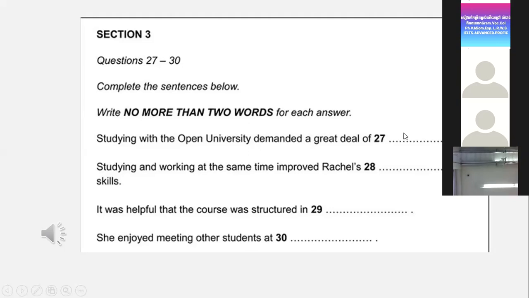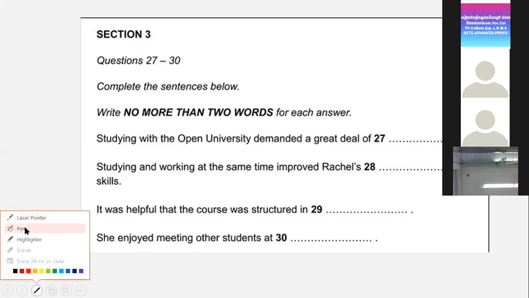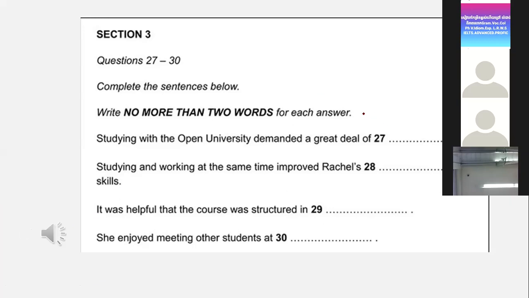Motivation. Very good. Motivation. The speaker did not use the words "a great deal of", but instead she used the word "high". High level of motivation.